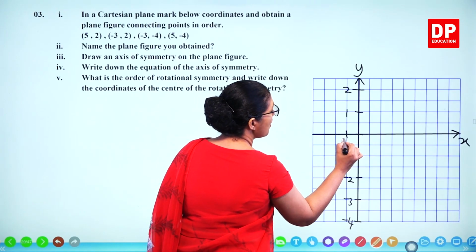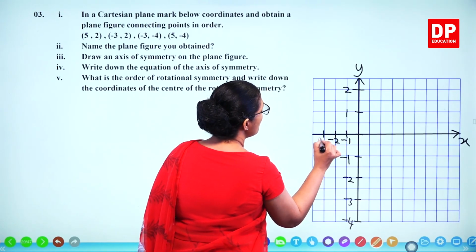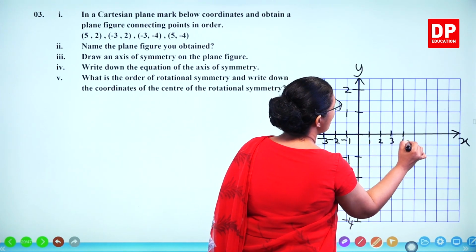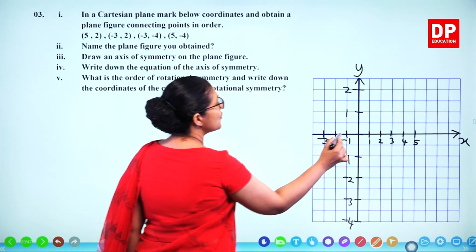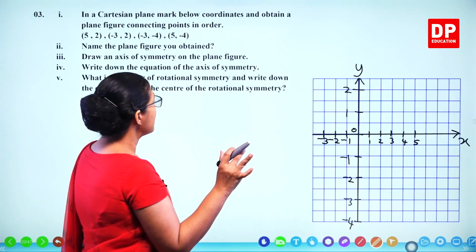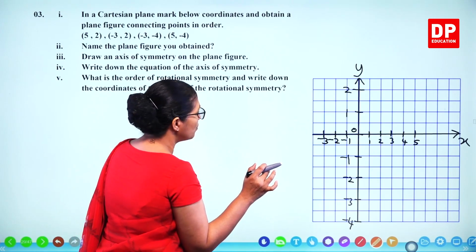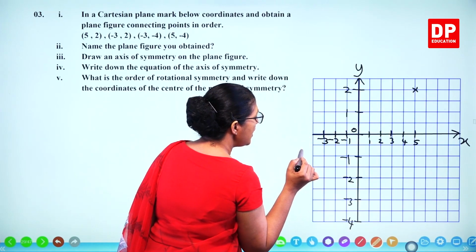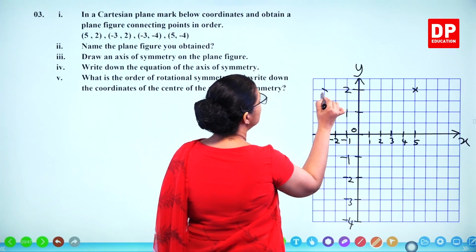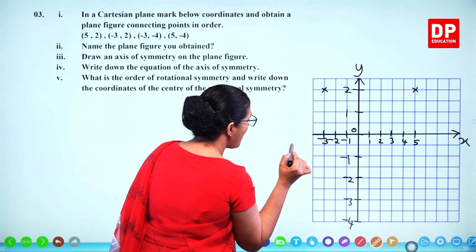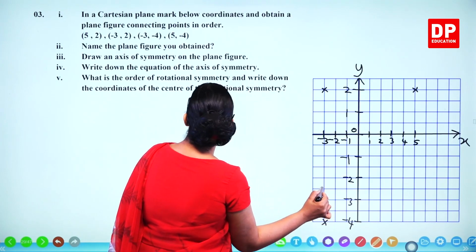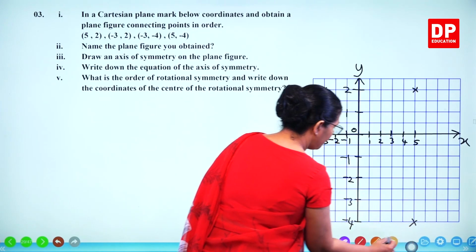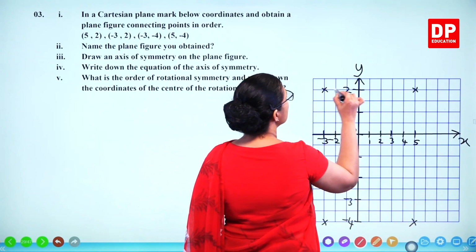Here you have to take 1 square. -1, -2, -3. 1, 2, 3, 4, 5. So this is 0. So that's the scale. Now we'll mark 5, 2. -3, 2. -3, -4. 5, -4. Now you can connect.